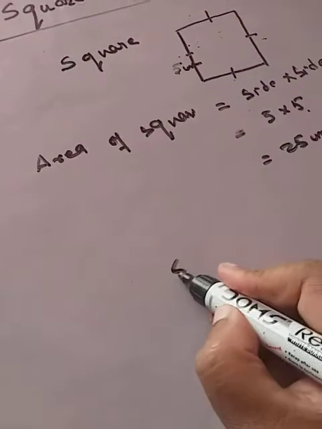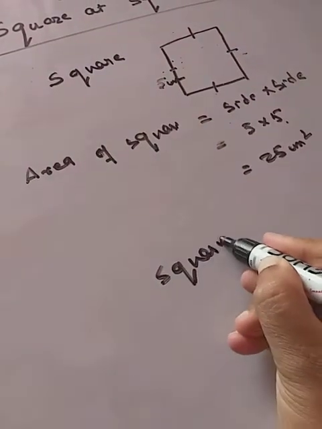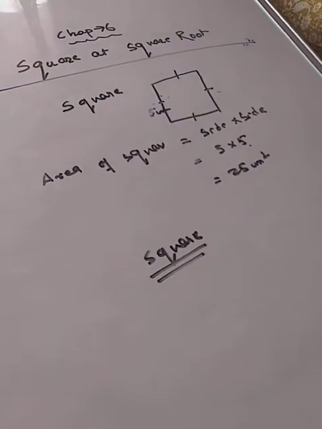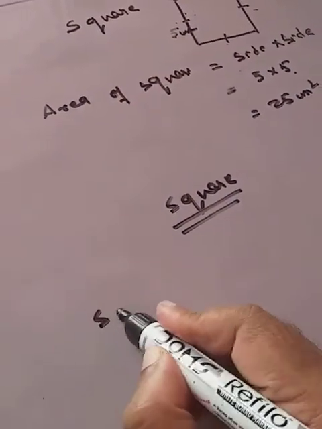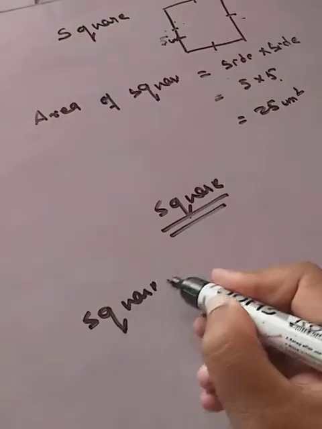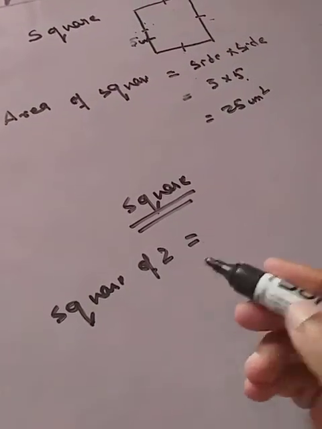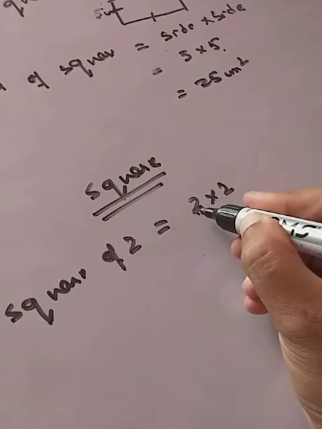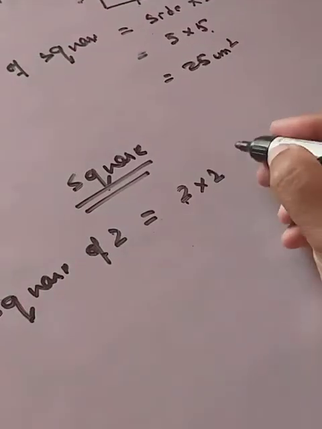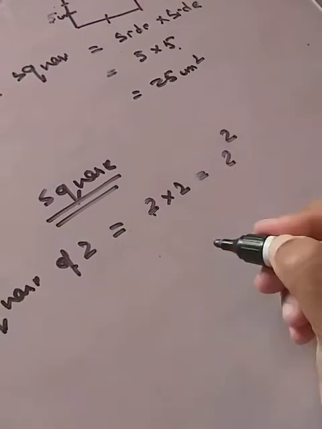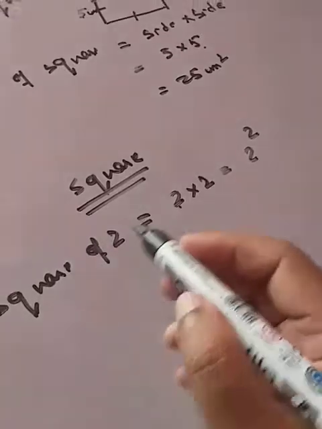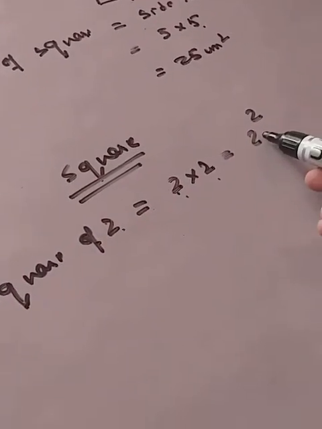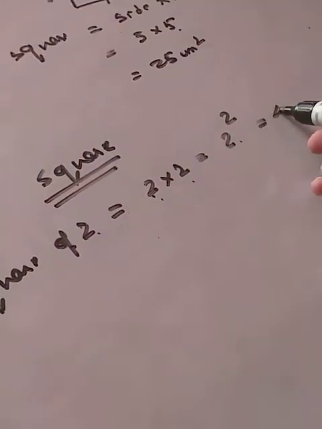So what is the meaning of square? Square of any number means multiplying it by itself only. As an example, what is the square of 2? Square of 2 means multiplying 2 by itself, that is 2 into 2. So this could be written as 2 square. Square of 2 means 2 into 2, and we can write it this way also, 2 square. And the answer would be 4.